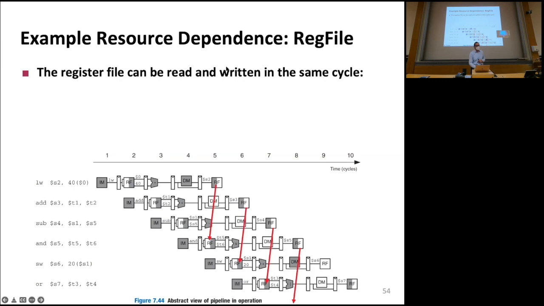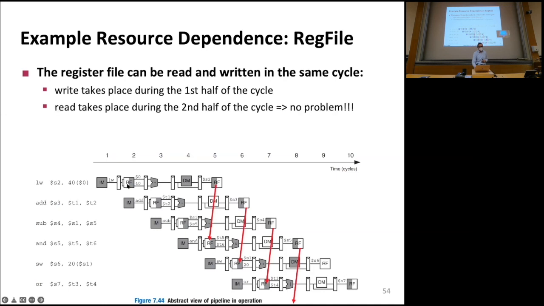The register file can be read and written in the same cycle. And the way it operates is writes take place during the first half of the clock cycle. So this load can write to the register file in the first half. That's why this is half over here. And read takes place during the second half of the cycle. So there's no problem between these 2 instructions, even if they're dependent on each other.